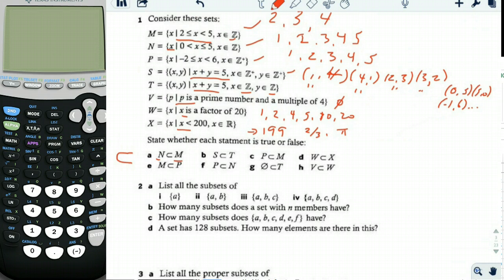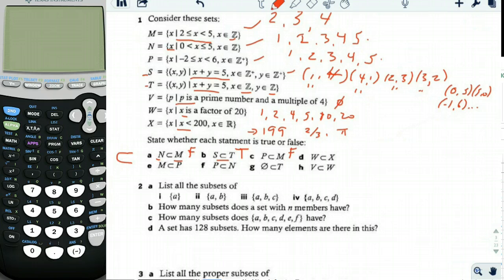Let's see if it is. Well, N is definitely not smaller than M. It's got a 5 in it, so that's false, right? What about S is a proper subset of T? Is that true? Yeah, because everything in S is also in T, so that's true. P is a proper subset of M. Is that true? Let's see. Oh no, I'm sorry, P and M. So P is actually bigger than M, so that's false.